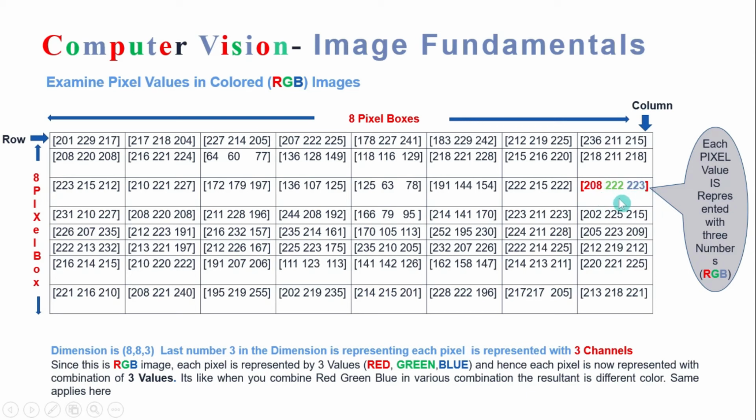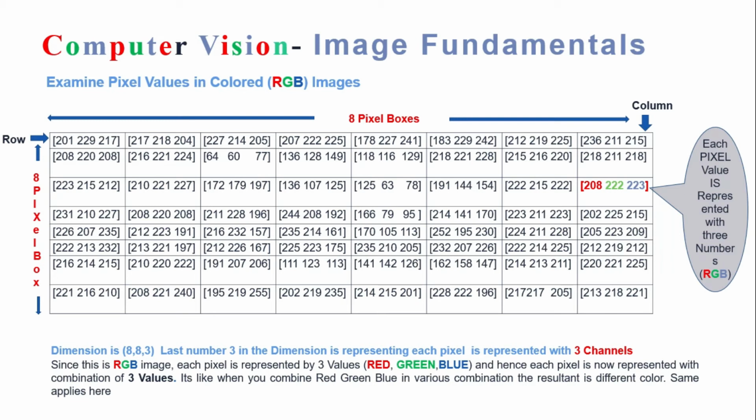So each pixel is defined using 3 different values. The first value is the representation of red color, the second value 222 is the representation of green color, and the third value 223 is the representation of blue color. So each pixel is now represented by 3 different values, each for red, green and blue.